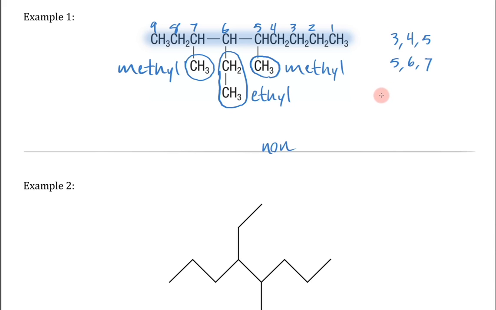And so the IUPAC rule is that you number them in a way that gives the carbon atoms the lowest possible number. Okay, and so this numbering from right to left is incorrect because it gives the larger numbers. So I'm going to erase our incorrect numbering.